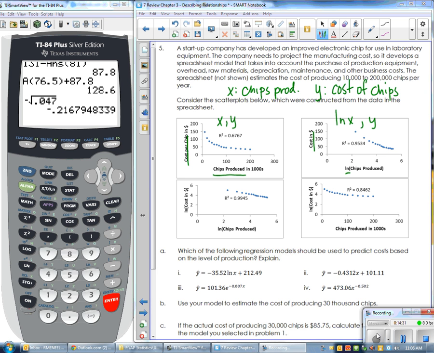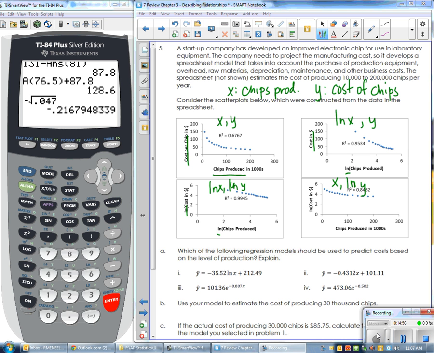If you take a look at the third scatter plot, now we're looking at the natural log of the chips produced versus the natural log of cost. So now we're looking at the natural log of x versus the natural log of y. And then the last one, it's x versus the natural log of y. So this is an example where we're looking at linearization. So I'm interested in the graph that produces the straightest line relationship.